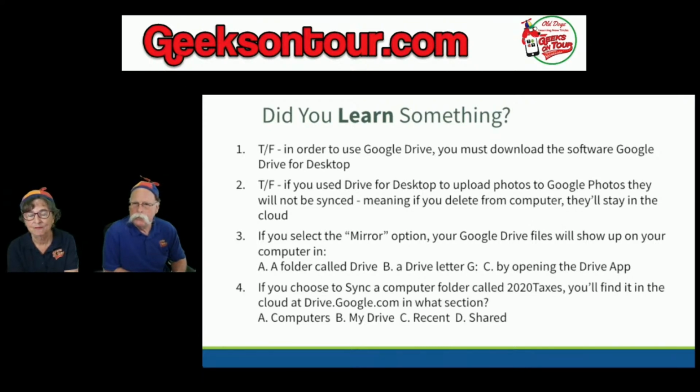If you choose to sync a computer folder called 2020 Taxes, you'll find it in the cloud at drive.google.com. In what section? Is it A, Computers, B, My Drive, C, Recent, or D, Shared? A, Computers.